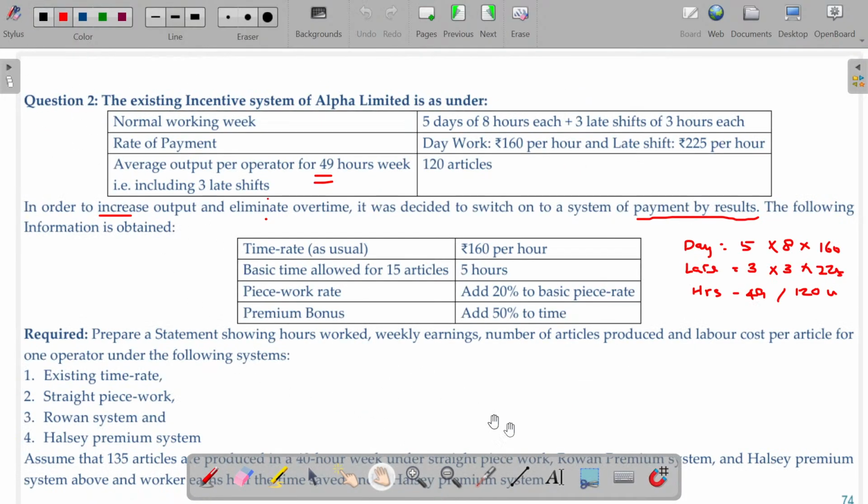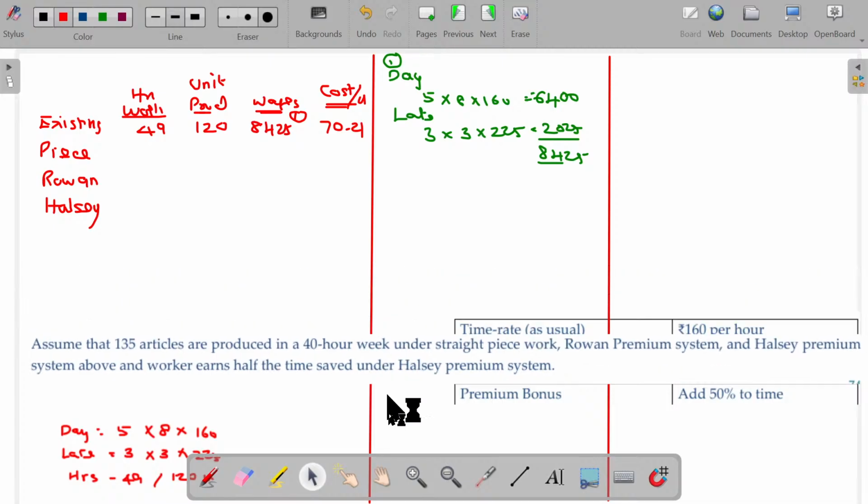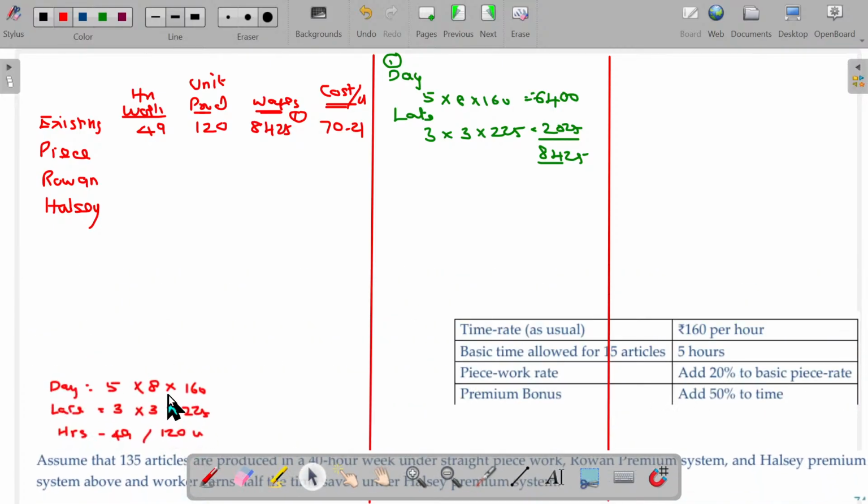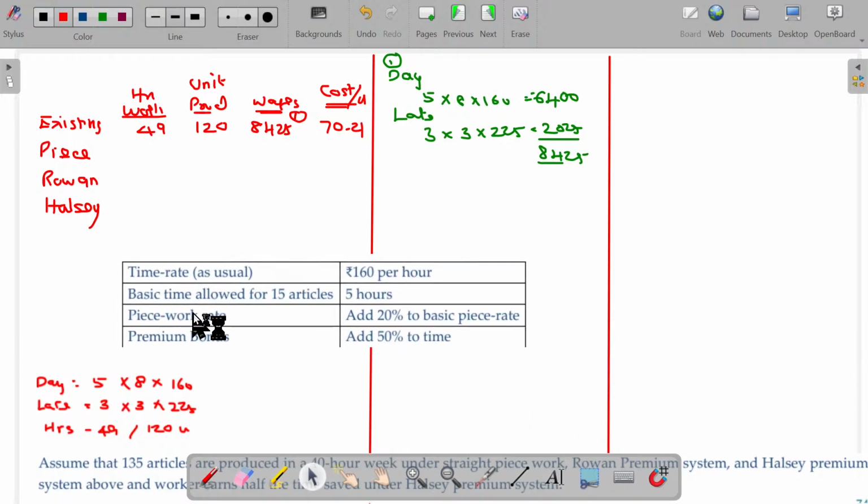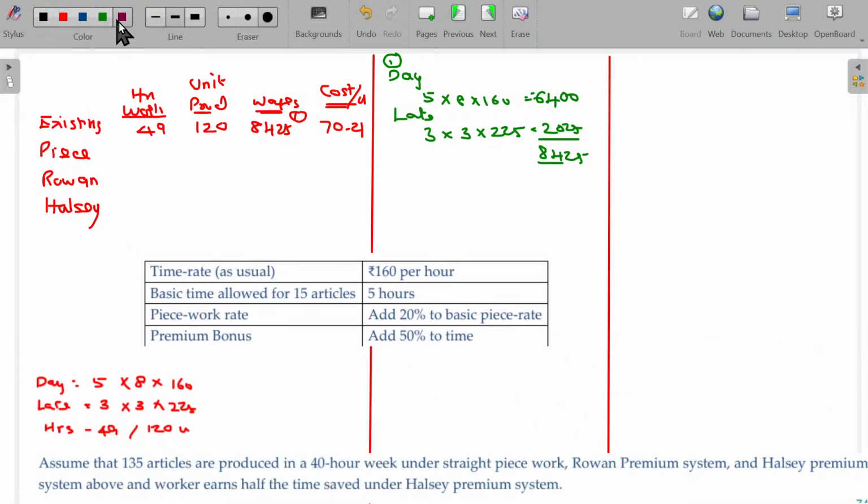Okay. This one also. See. Time rate 160 per hour. As usual, earlier also 160, the revised plan also 160. Basic time allowed for 15 articles being 5 hours. Time allowed. Okay.